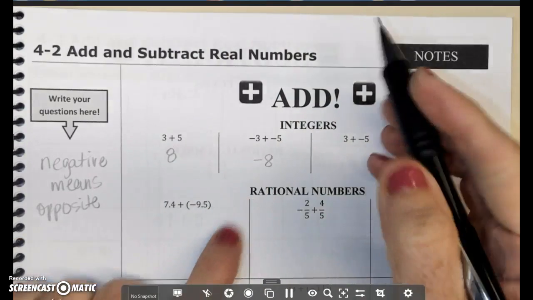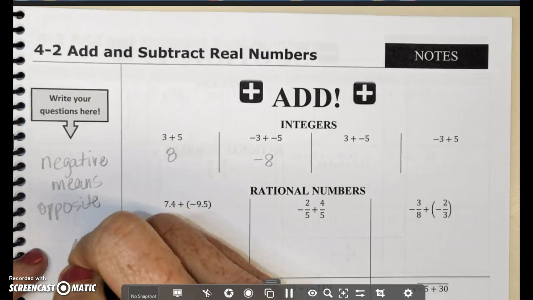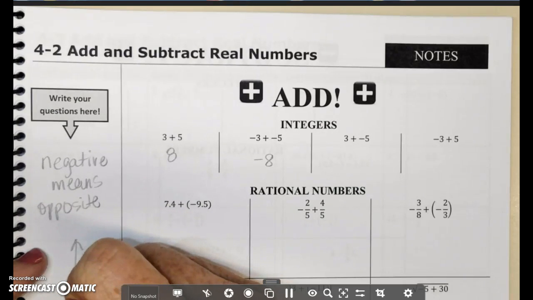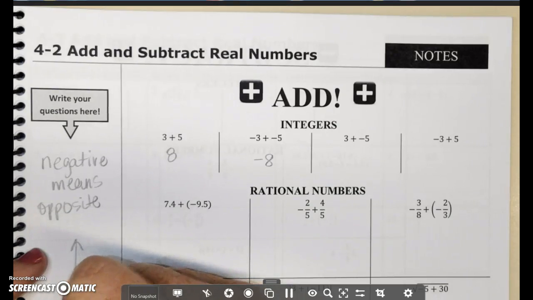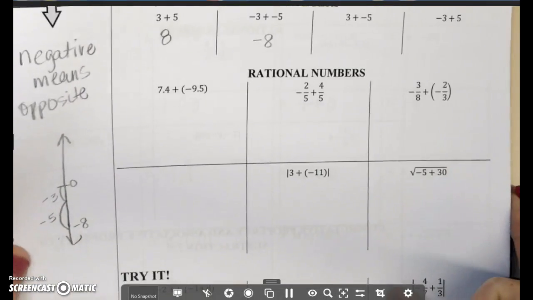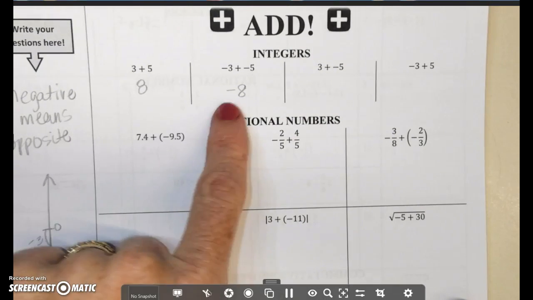If you're looking at that on a number line, right, let's go back to our vertical number line. You would start at 0. You would go down 3 and then down another 5. Right? So that means that you went down a total of 8. Okay? So, now let's think about 3 plus negative 5.